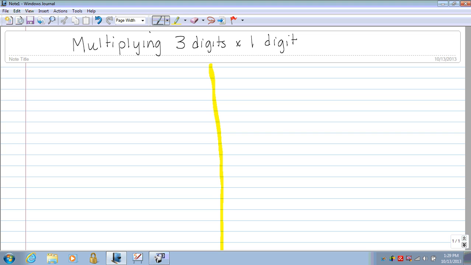When we multiply 3 digits by 1 digit, it's the same process as we learned when multiplying 2 digits times 1 digit. So let's take our first example. If I have 537 and I'm multiplying it by 2, and remember your place value, this is our ones, tens, hundreds. I'm going to write the same problem on the other side, my 2-column notes.